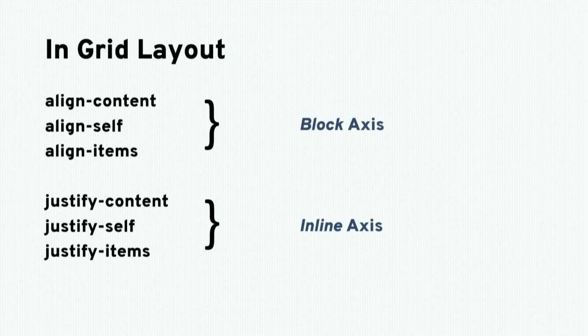So if your properties begin with align, they work on the block axis. It doesn't matter if your block axis is like in English and is running down the page, or your block axis is in a vertical writing mode and so is running across the page. You align on the block axis. And you justify, therefore, on the inline axis. Now, I remember that because I think about text justification. If you're going to justify your text in an editor, then you would be doing that along the sentence. So that's the inline direction. So that's where we justify.